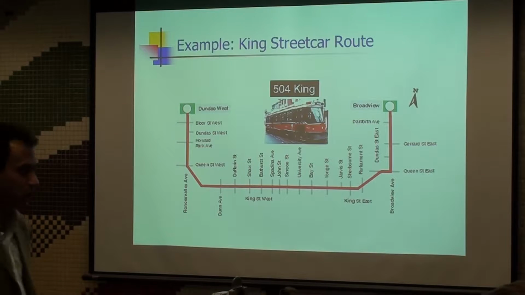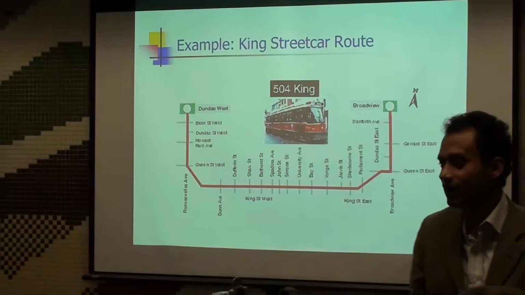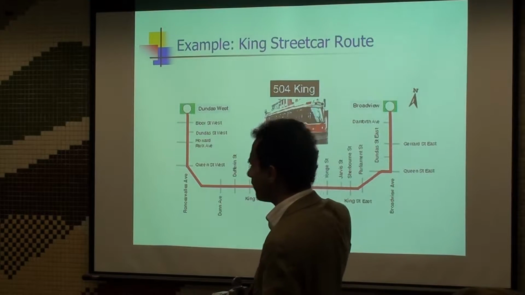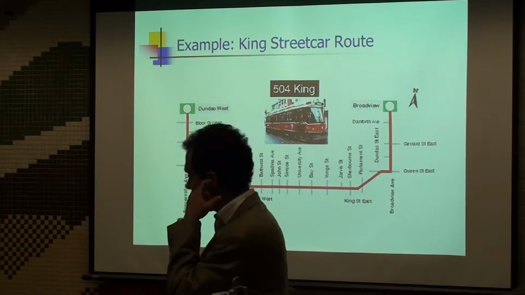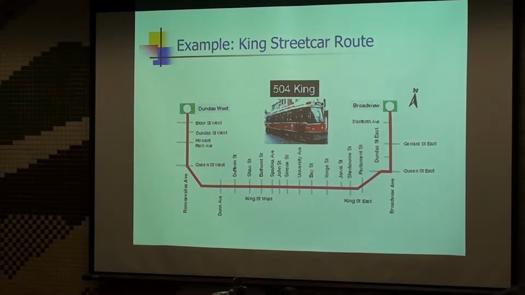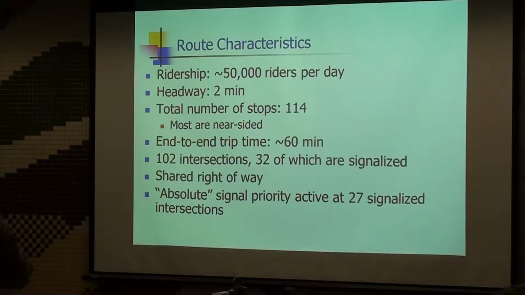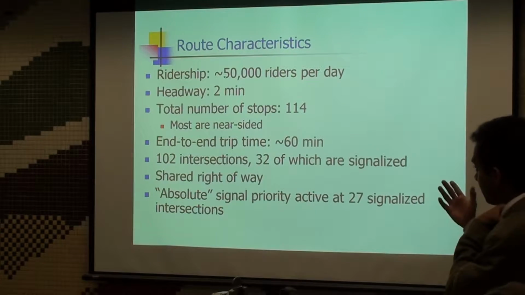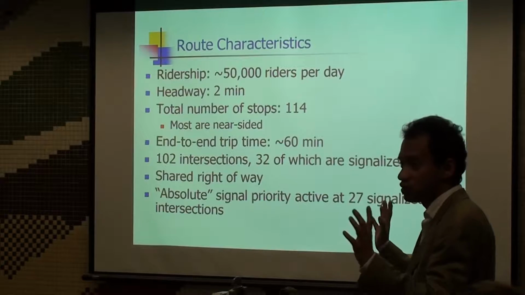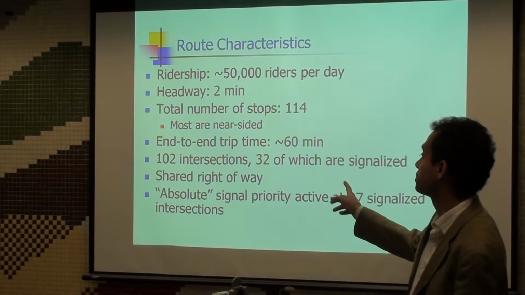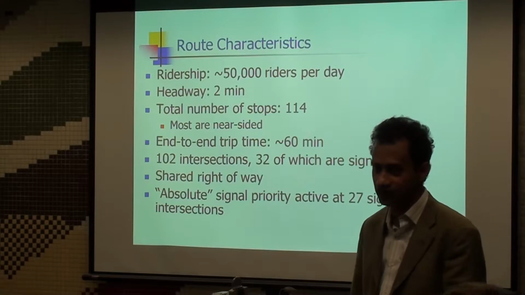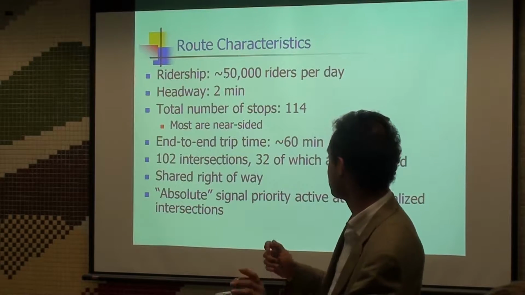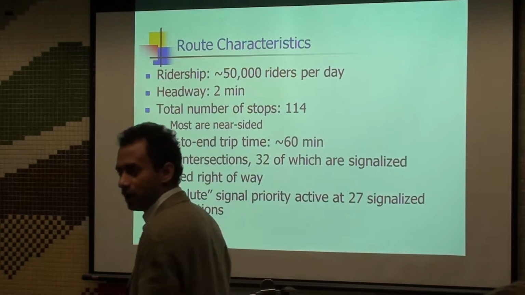One example I will show of what it can do is the 504 streetcar, King Transit, the King bus, which is a very long route from Dundas West to Broadview and Broadview to Dundas West. We'll be talking about that. Ridership is 50,000 riders per day. Headway is 2 minutes. Total number of stops is 114. End-to-end time is 60 minutes. Total journey has 102 intersections, and as of this slide, when it was created, 32 of them were signalized and 27 had this kind of absolute signal priority. I think it's more than that right now.